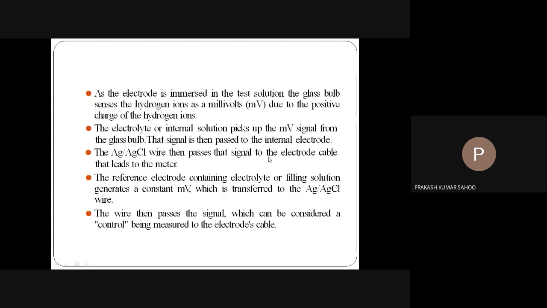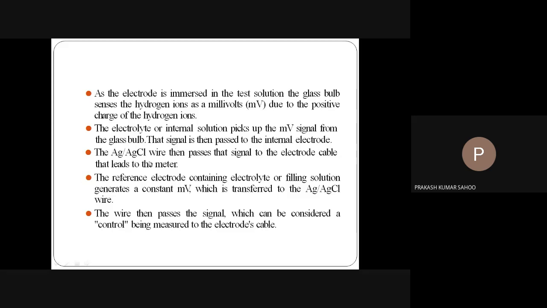As the electrode is immersed in the solution, the glass bulb senses the H plus ion in millivolt due to the positive charge of the H plus ion. The electrolyte or internal solution picks up the millivolt signal from the glass bulb. That signal is then passed to the internal electrode.